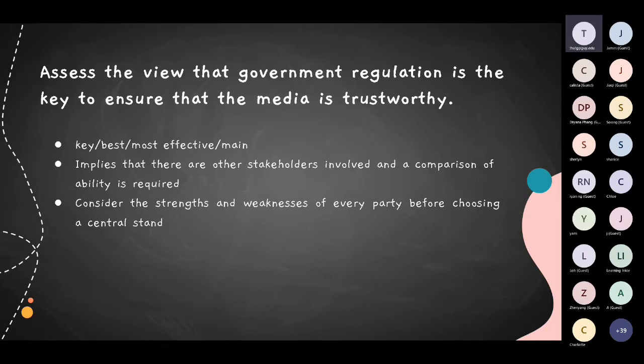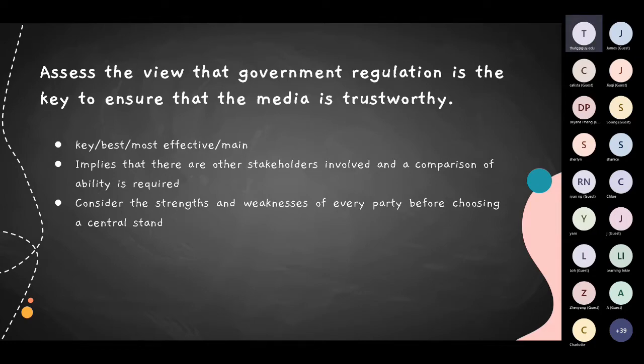If you agree, then that's easy because you just need to provide reasons as to why you believe that it's true. Yeah, I genuinely agree that government regulation is the best because of certain characteristics, certain trademarks, or certain qualities of the government, which makes them the best. And if you disagree with this statement, then that's where it gets tricky because this means that you need to bring in other stakeholders.